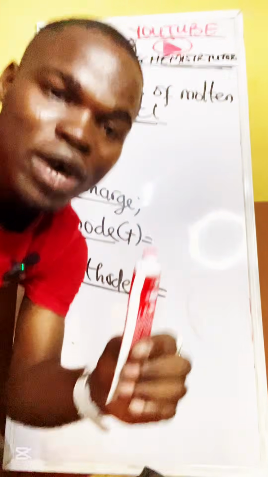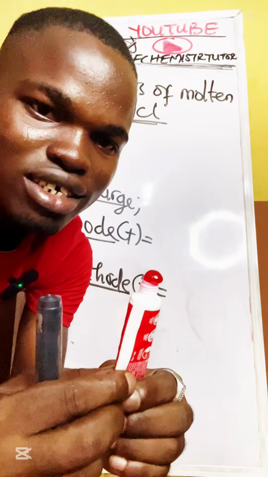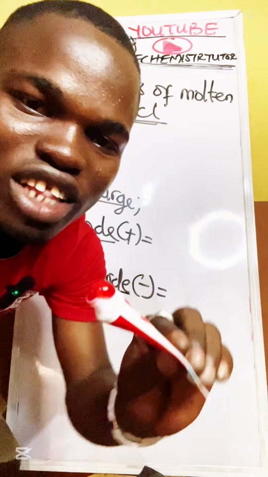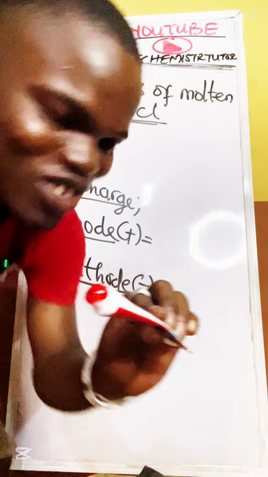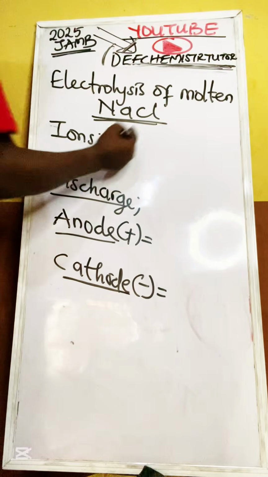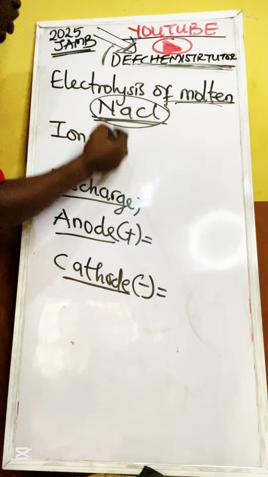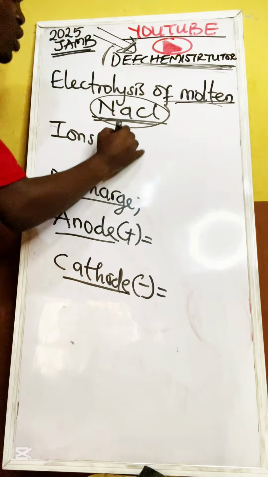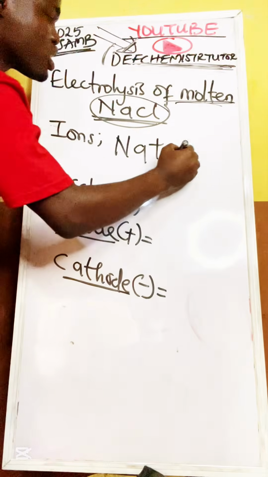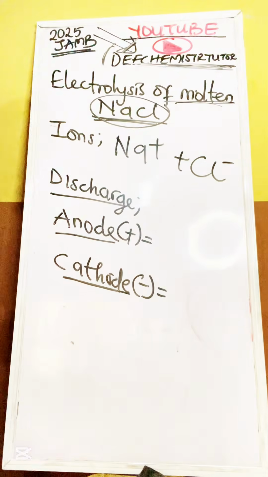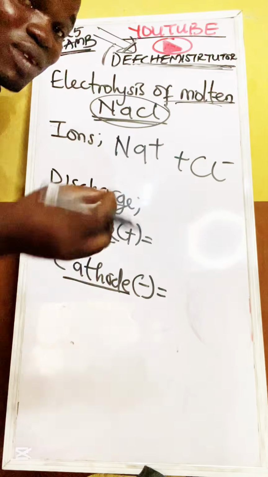Molten NaCl. What they call molten. Look at it. Can you see? This is what they call molten. Can you see? There's no water. There's no water. You wasted my toothpaste. Okay, but that's by the way. Now, electrolysis of molten NaCl. Can you see? That means there's no water. So the ions present will just be what? Na plus and Cl minus. Can you see that toothpaste? There's no water. That's what they call molten.